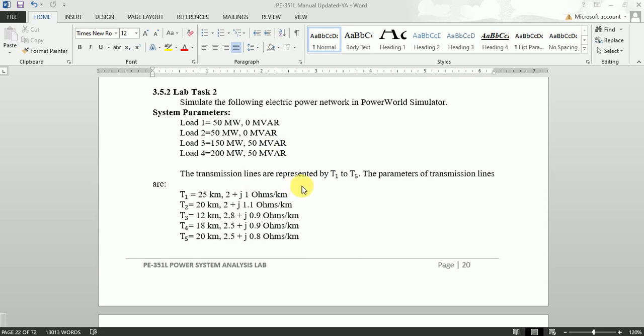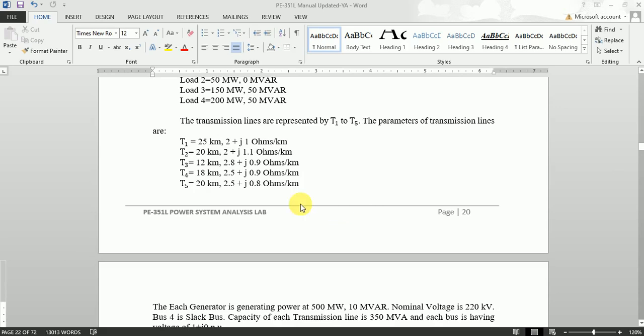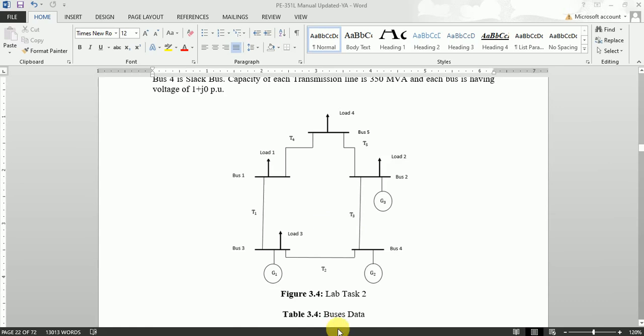The transmission line parameters are given such that the transmission lines are represented from T1 to T5, as you can see in this figure. So these are my transmission lines. The parameters of the transmission lines are given as below. So let's go to the PowerWorld Simulator to simulate this system.